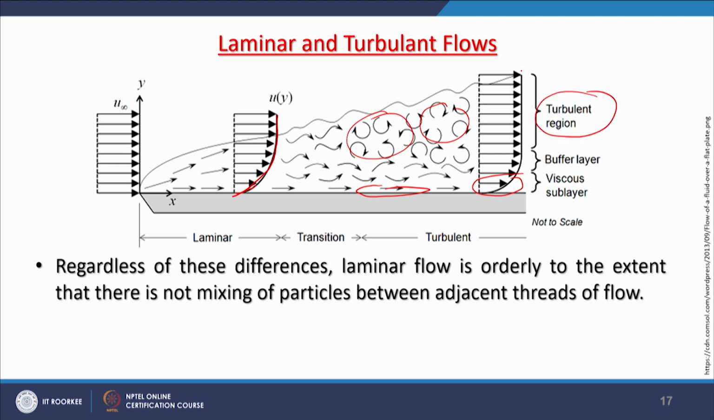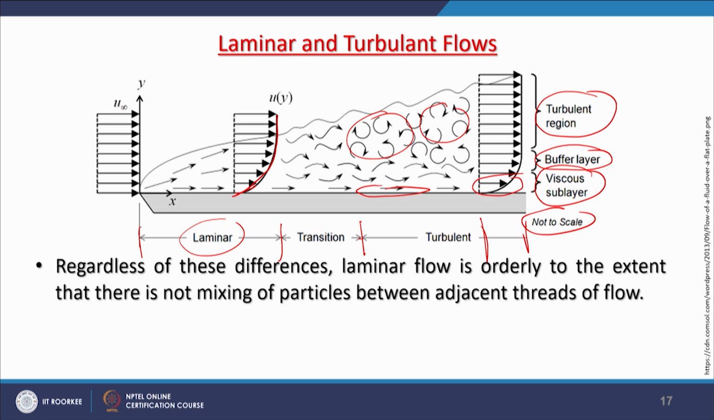So, this is the turbulent region, this is the buffer zone or buffer layer, and then this is the viscous sublayer where things are becoming more or less laminar. Of course, this is not to scale. The first part is showing your laminar flow, as you can see between this and this. The second part is the transition from laminar to turbulent, and the next part is the turbulent flow, which you can see. So, regardless of these differences between laminar and turbulent, laminar flow is orderly to the extent that there is no mixing of particles between adjacent threads of flow.